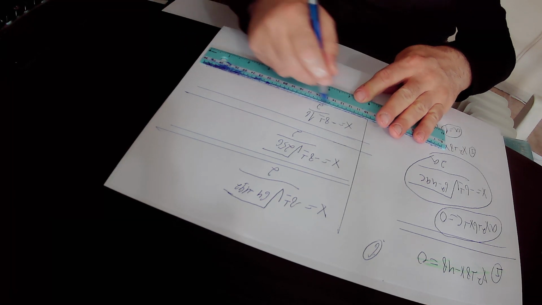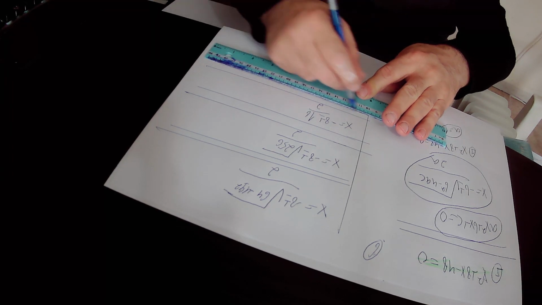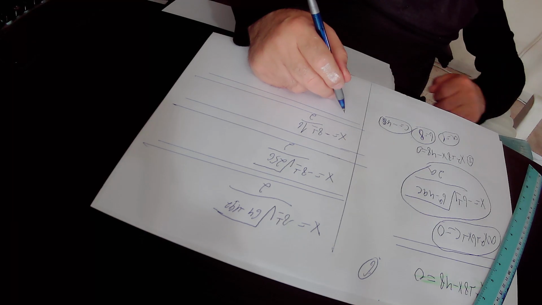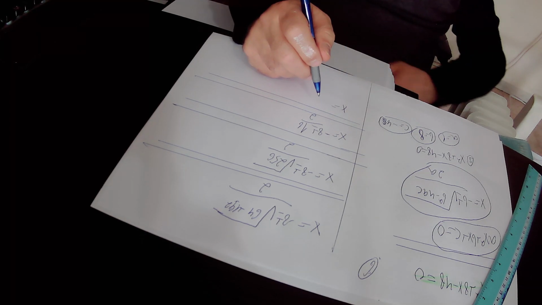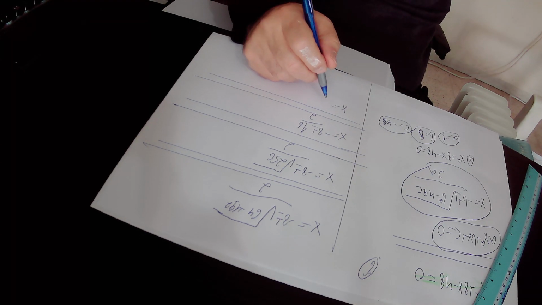So here we have two possible solutions for x. The first solution for x is that x equals minus 8 minus 16 over 2.